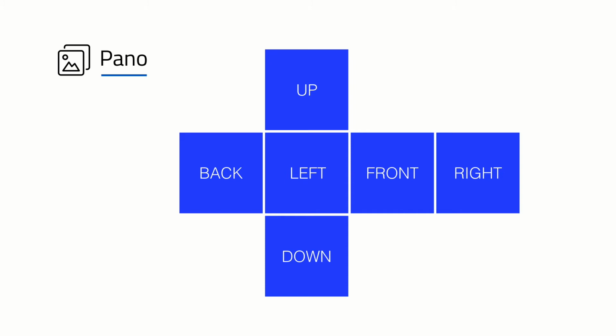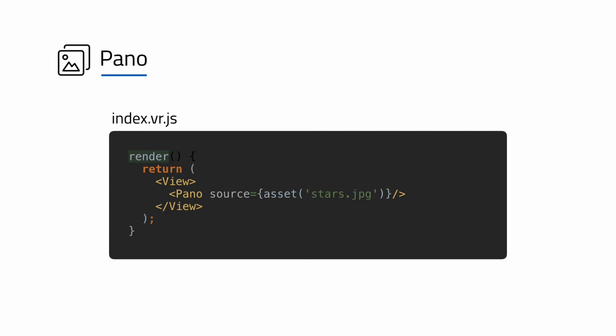CubeMap images are also supported in Pano. You can specify a source URL as an array of 6 individual images, 1 image for each side of the cube. So let's add a Pano component to our index.vr.js file. We need to provide an asset to the source property. We need to provide the image.